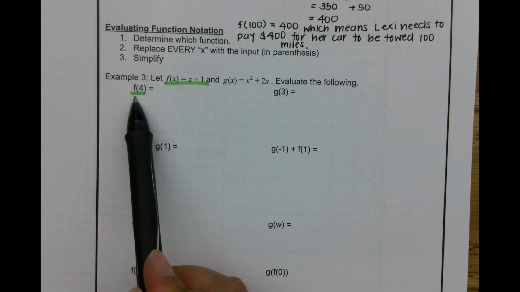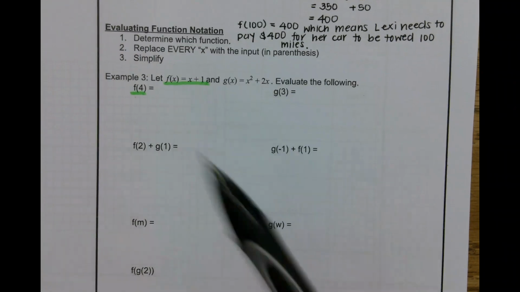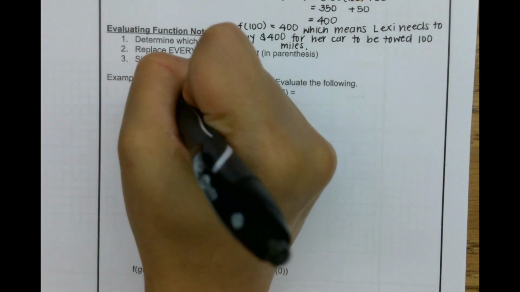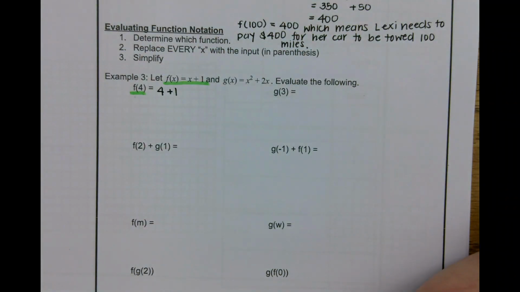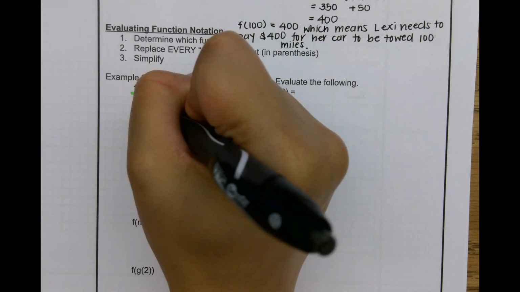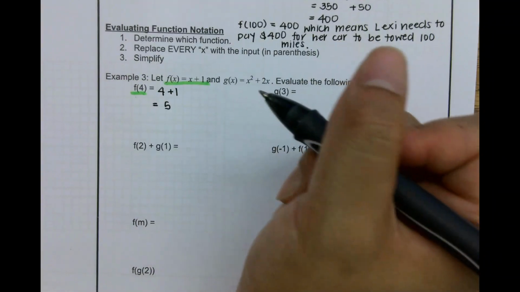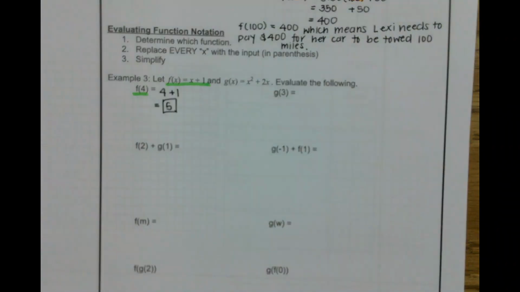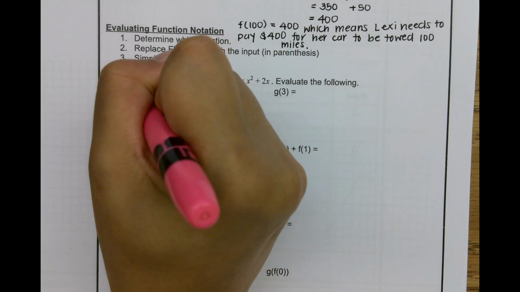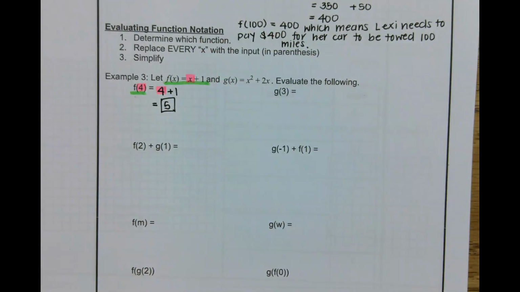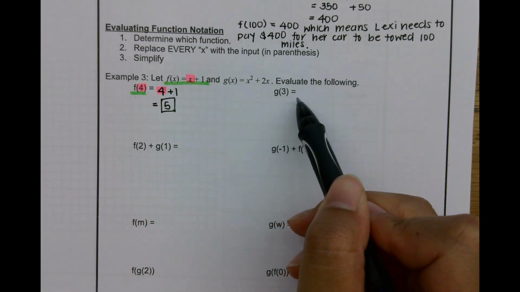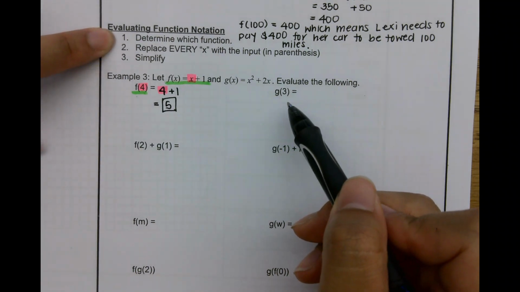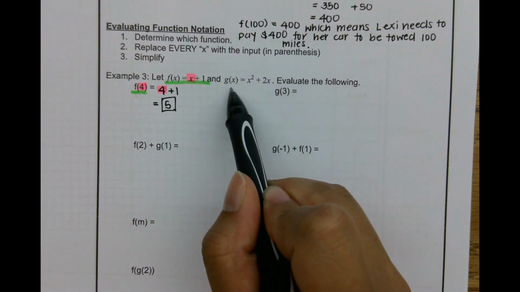So I'm going to replace every x here with 4. Okay, 4 plus 1, you guys should know that it is 5, and that's my answer. F of 4 equals 5. Okay. Let me do some highlighting for us. Okay, now let's move on to the next one. Here we have g of 3 equals, so first thing, determine which function. I'm using the g one because this is g.